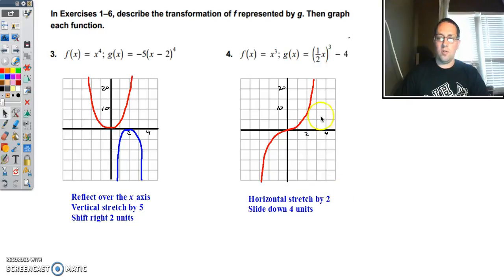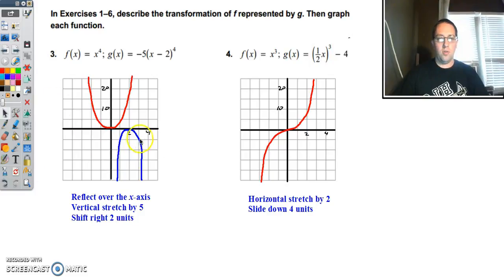Here we have a horizontal stretch by 2. Remember, it's in the parentheses, so it's horizontal and it's backwards. All right? So it looks like you're getting smaller, you're actually going to be getting larger. So this is a horizontal stretch, so remember this time it's going to get wider.